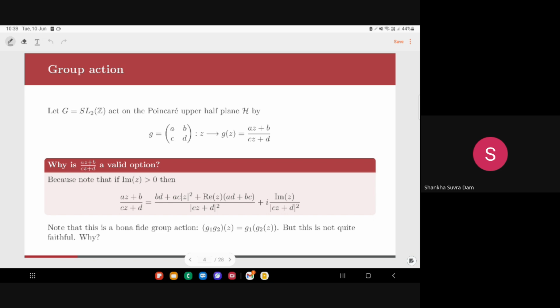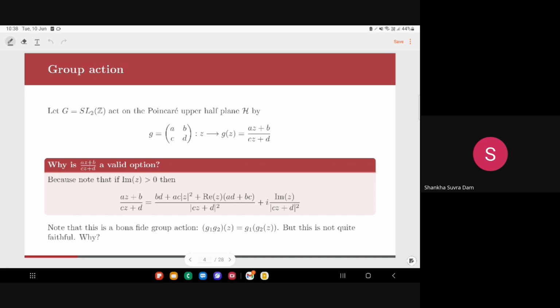And the action gives me an element of H itself, because if the imaginary part of z is greater than 0, then by this simple calculation, we get that the imaginary part of (az + b)/(cz + d) would also be greater than 0. And this is actually a bona fide group action because it respects composition. This is a calculation you can check for yourself. But this is not quite faithful.